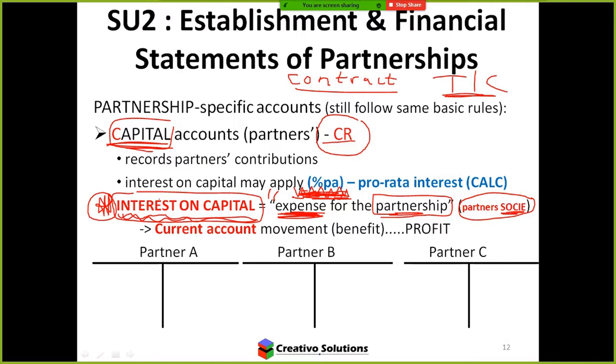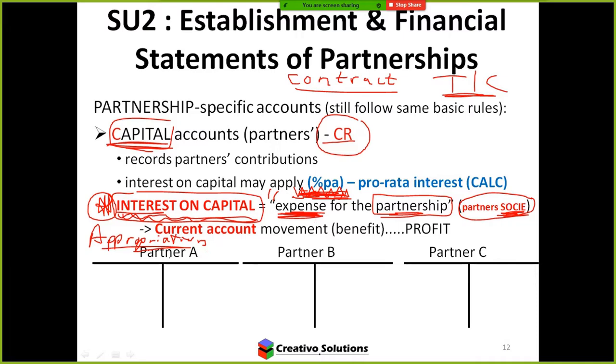This is interest not on a mortgage. Interest on a mortgage is an expense. Interest on capital is, in inverted commas, an expense for the partnership, but it affects equity. So where will you show the interest on capital? It will be shown in the appropriation account because the partnership needs to pay for it. The appropriation account is going to have to calculate how much interest is attributable to each partner. All of this you'll see in a worked example when we go through one just now.